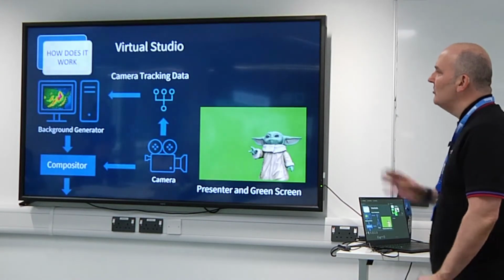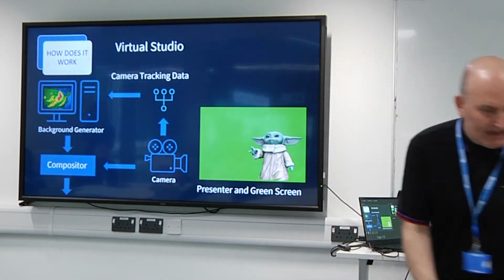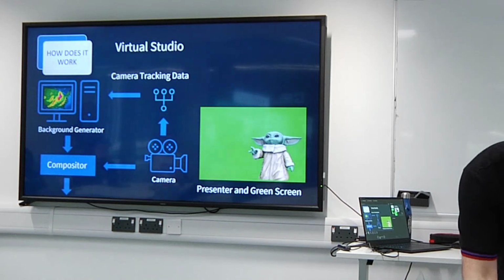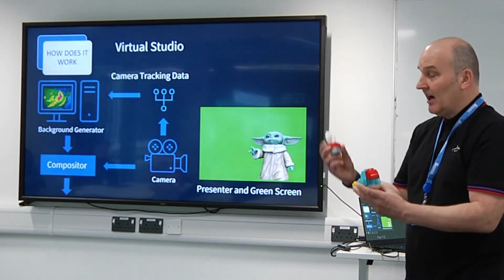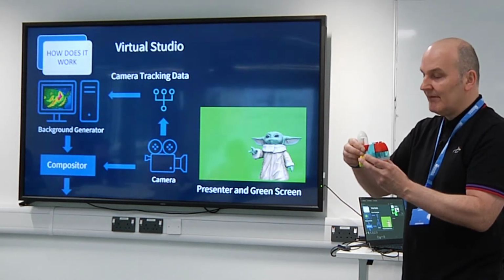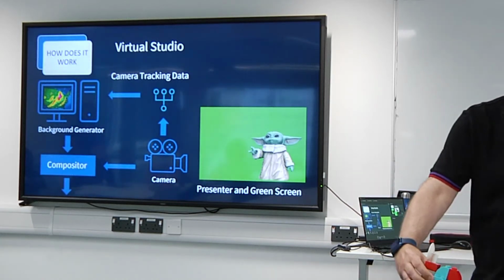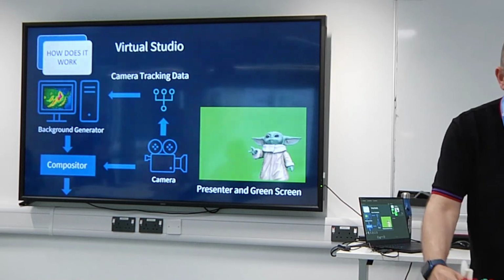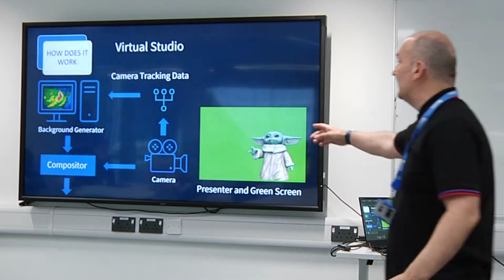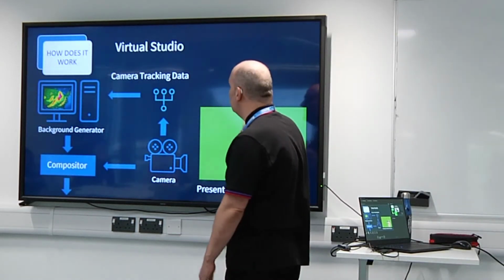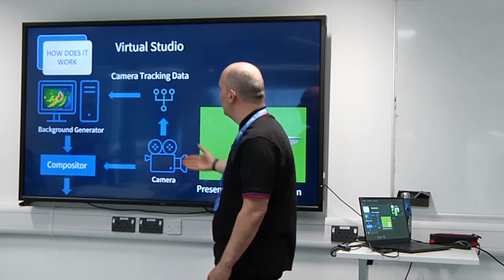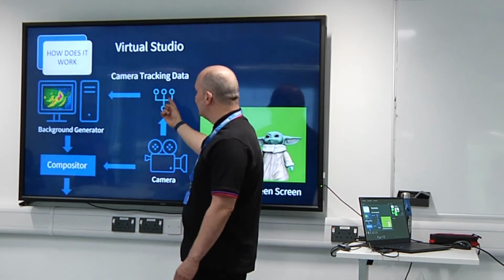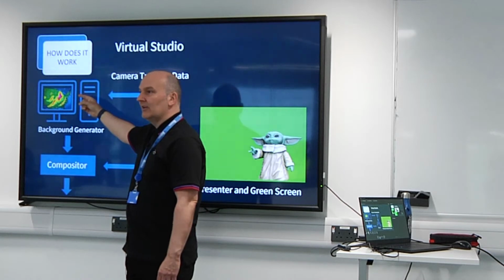But now, in order to do that, we've got to attach, and this is my Lego camera here, some device to the camera so that when I move the camera, the background moves with it. I've got to have a connection between those two. And in fact, here you can see that. So we've got the same situation, the presenter and the green screen. We've got a camera, and we've got tracking data that we feed into the background generator.